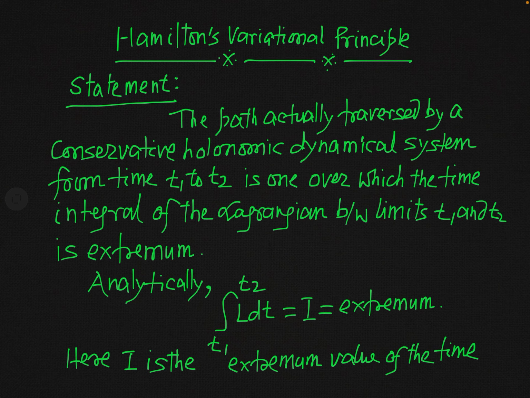Actually, this variational principle is not a general variational principle. It is applicable only to a conservative holonomic dynamical system. And this principle enables us to distinguish the actual path followed by the system from the neighboring paths. So what is this Hamilton's variational principle? Let us see. In fact, we state this principle in this way.